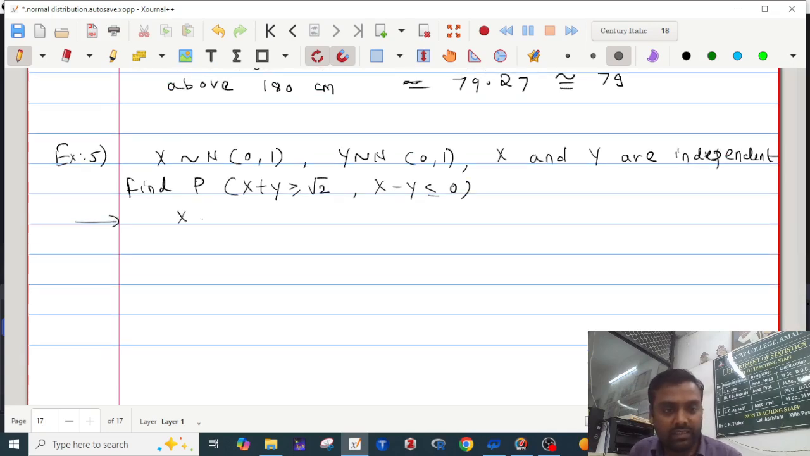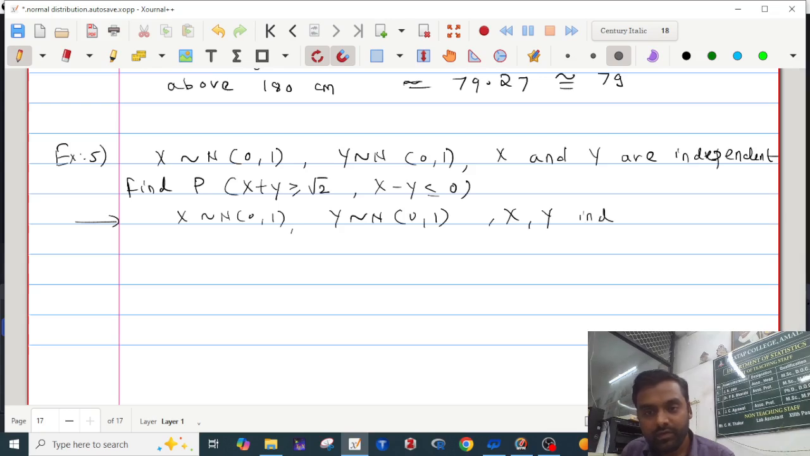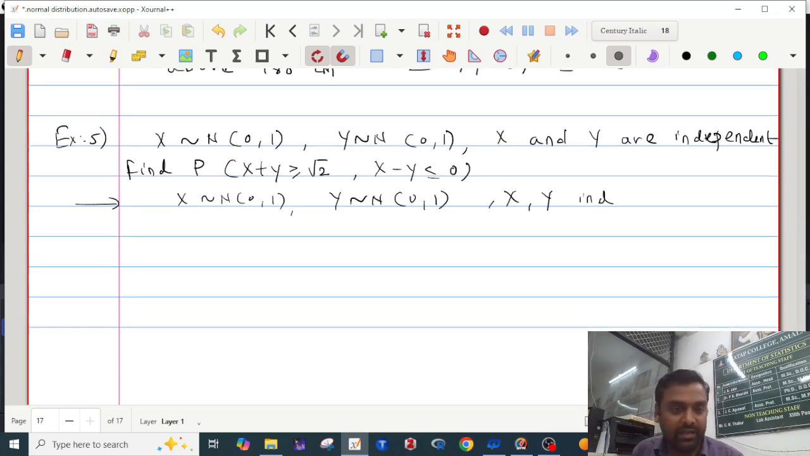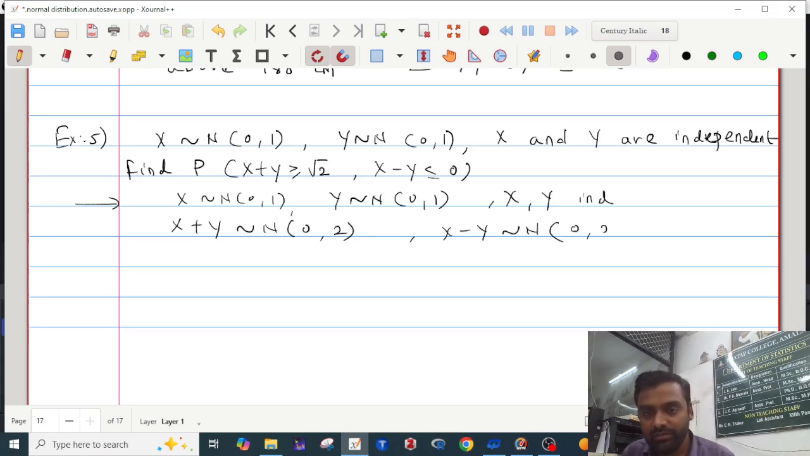So here it is given that X follows normal 0, 1, Y follows normal 0, 1, X and Y independent. So since X and Y are independent, X plus Y follows normal distribution with mean mu1 plus mu2, which is 0, and variance sigma 1 squared plus sigma 2 squared, and X minus Y follows normal with mean mu1 minus mu2, so it is similarly 0 comma.